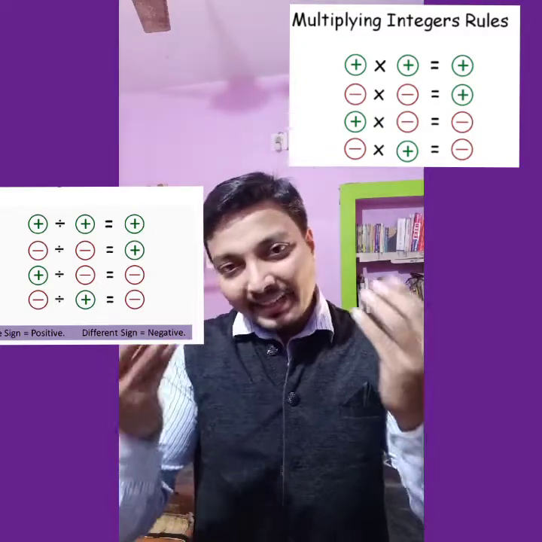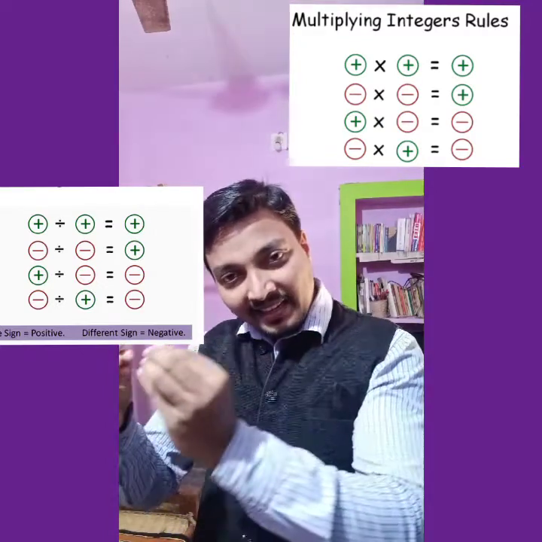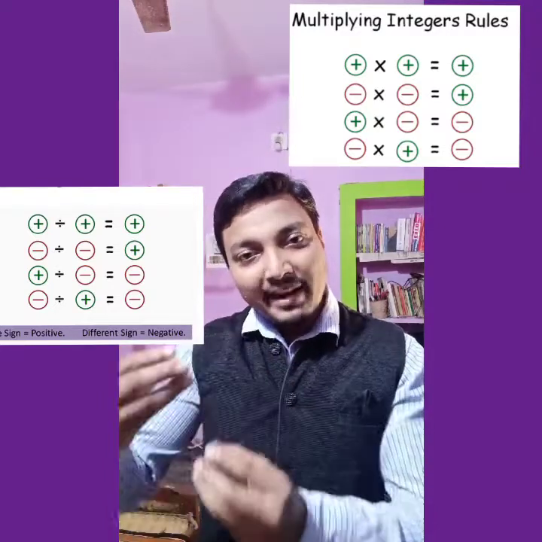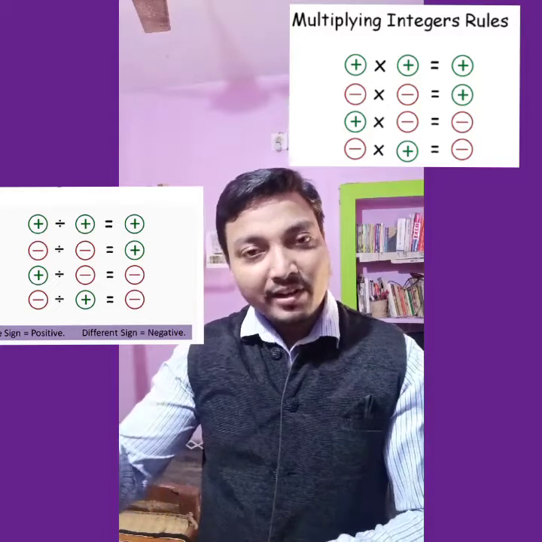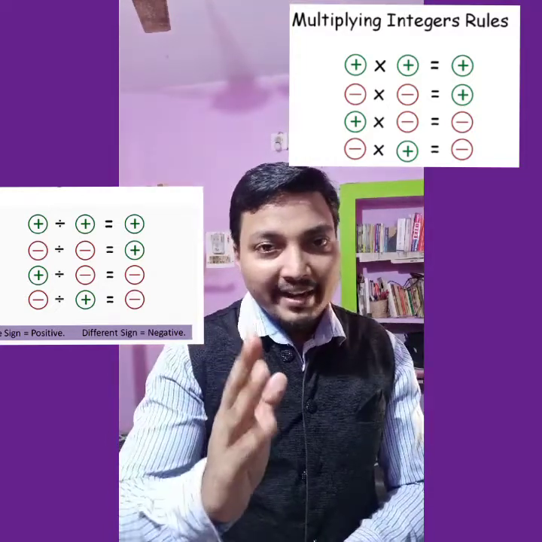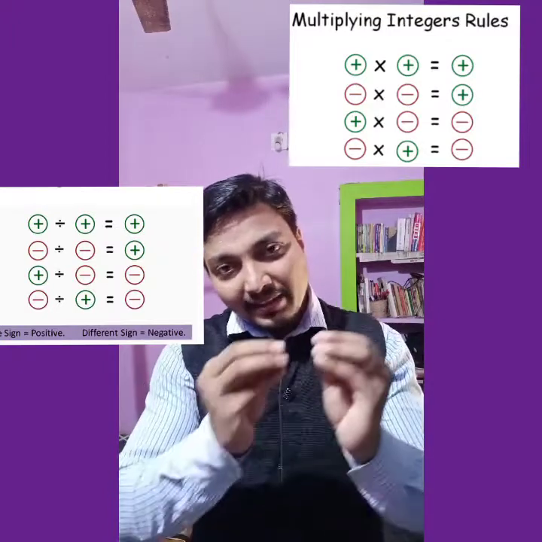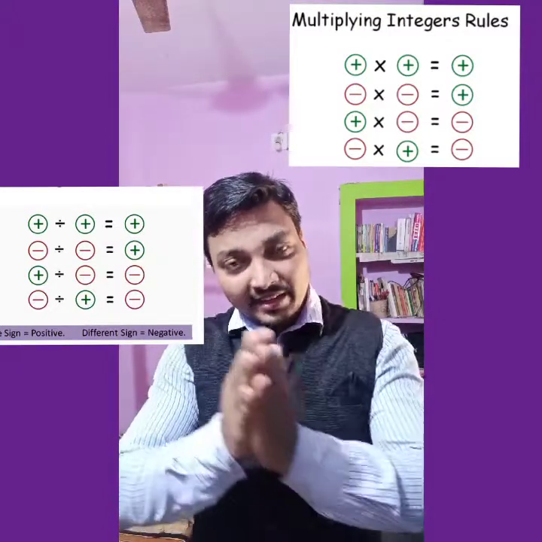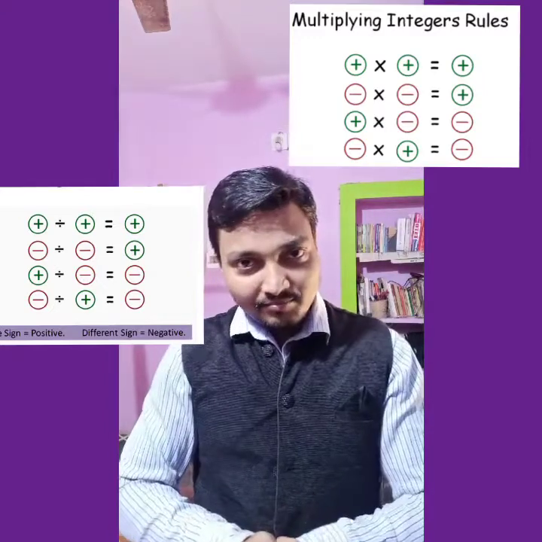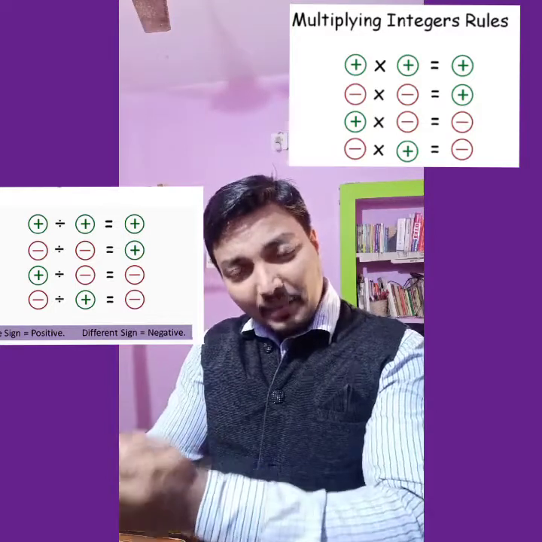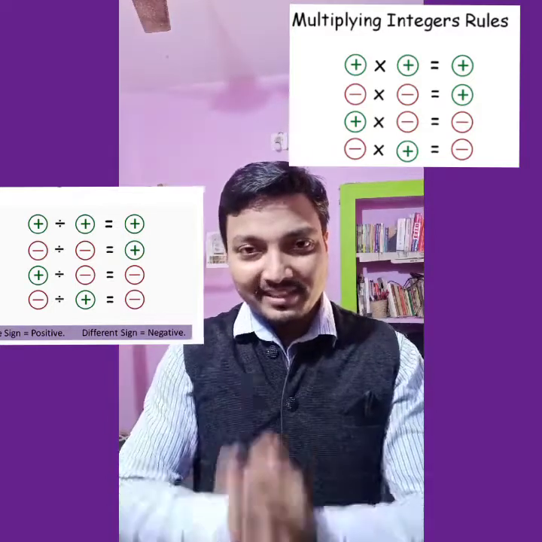Positive multiplied with a negative integer, the result is a negative integer. Here also a positive integer divided by a negative integer, the result is a negative integer. And the last one: a negative integer divided by a negative integer, the result is a positive integer.